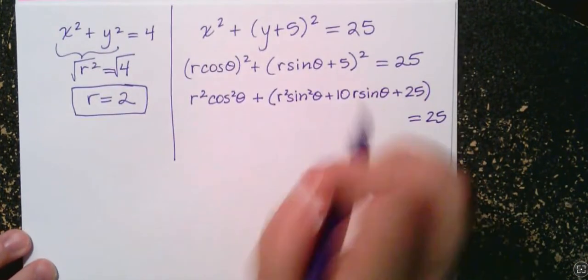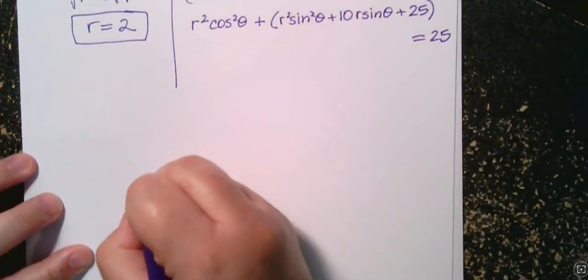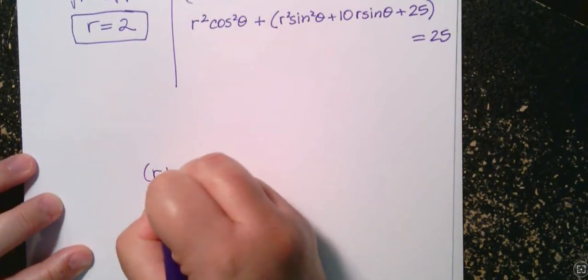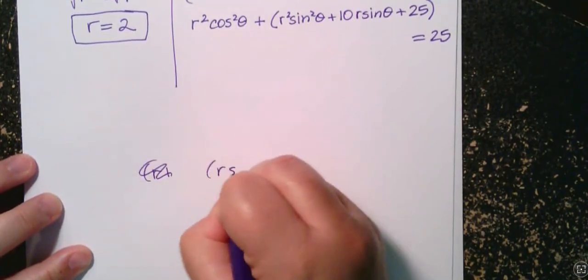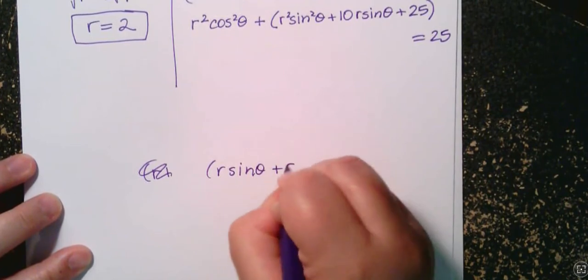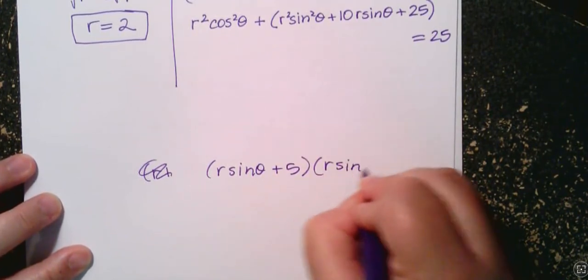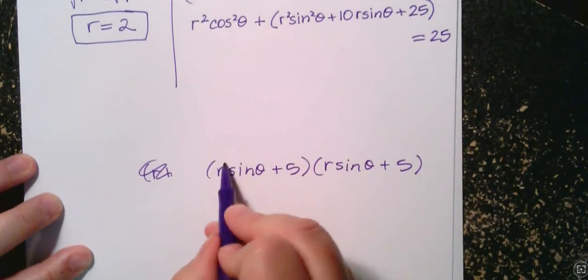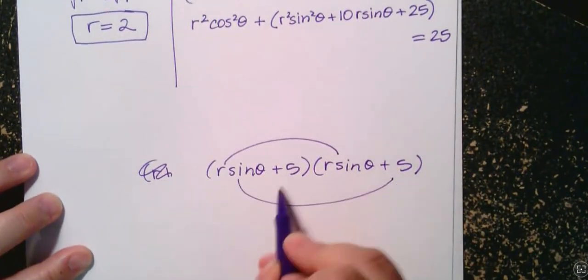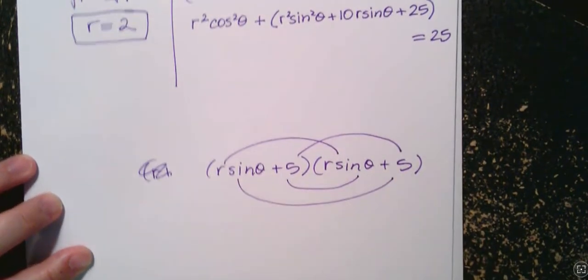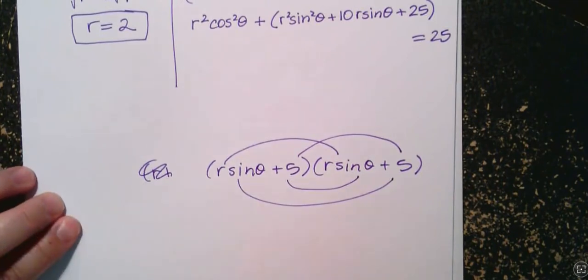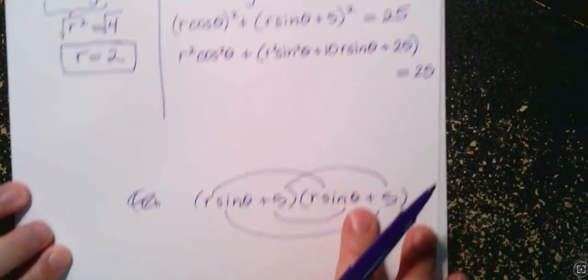Okay, and if you don't believe me on that part, go ahead and take it off to the side somewhere. R sine theta plus 5 times r sine theta plus 5, and go ahead and do your FOIL or distributive property, however you like to multiply two binomials. And that is where I got these things.